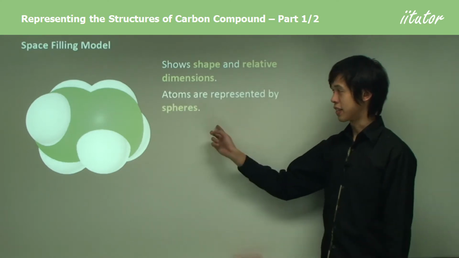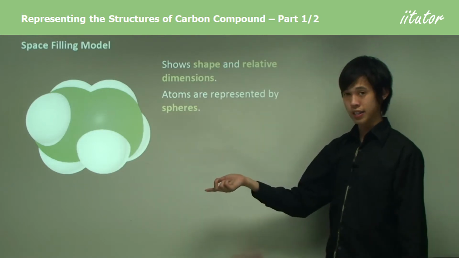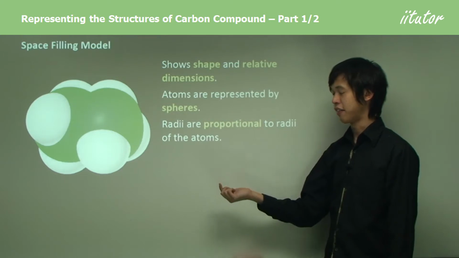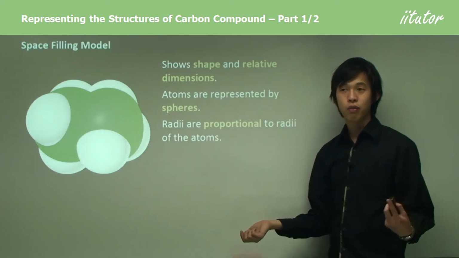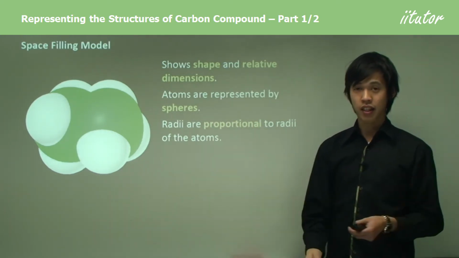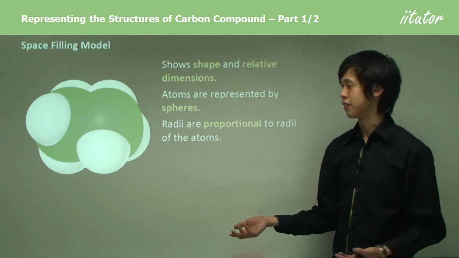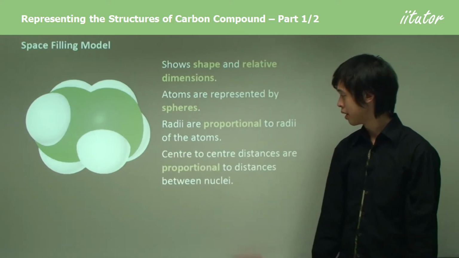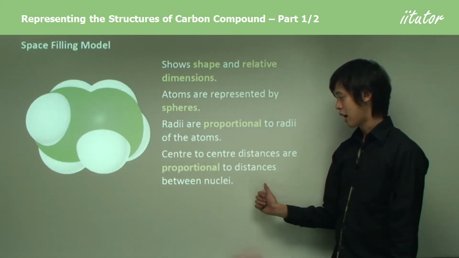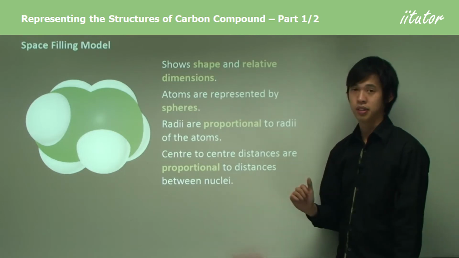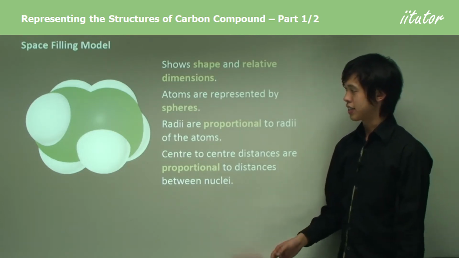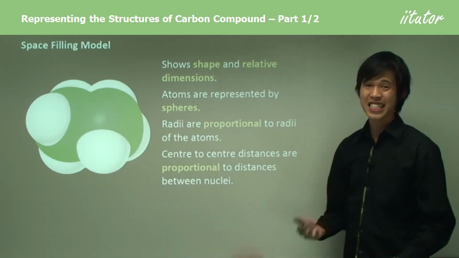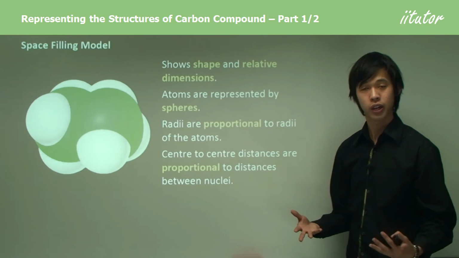So atoms are represented by spheres, so the green or the white in this case. And the radii are proportional to the radii of the atoms. So if the radii of one atom is enormous and the other atom is very small, then you'll notice that difference. You'll get a very big sphere on one side and a very small one on the other. The center to center distances are proportional to the distance between the nuclei. Okay? So by center to center distance, I mean the center here compared to the center here is proportional to the distance between the nuclei in the actual chemical.